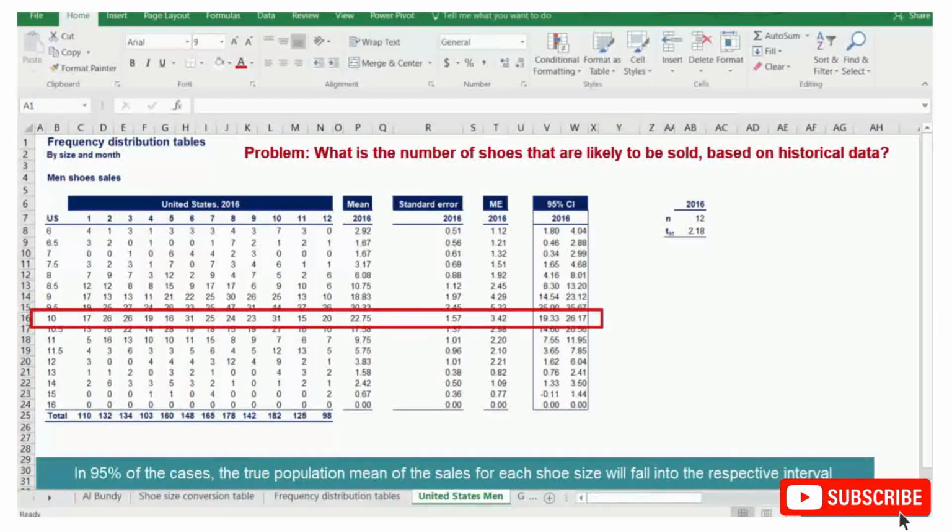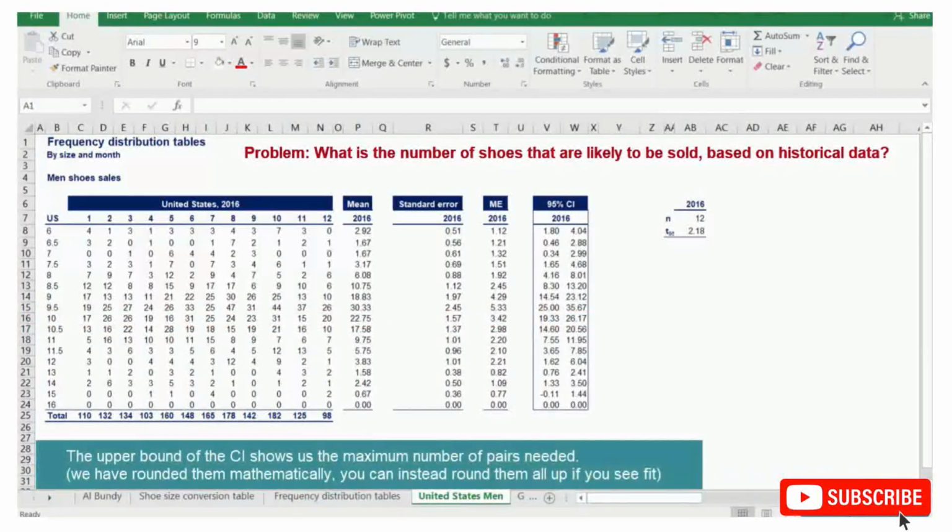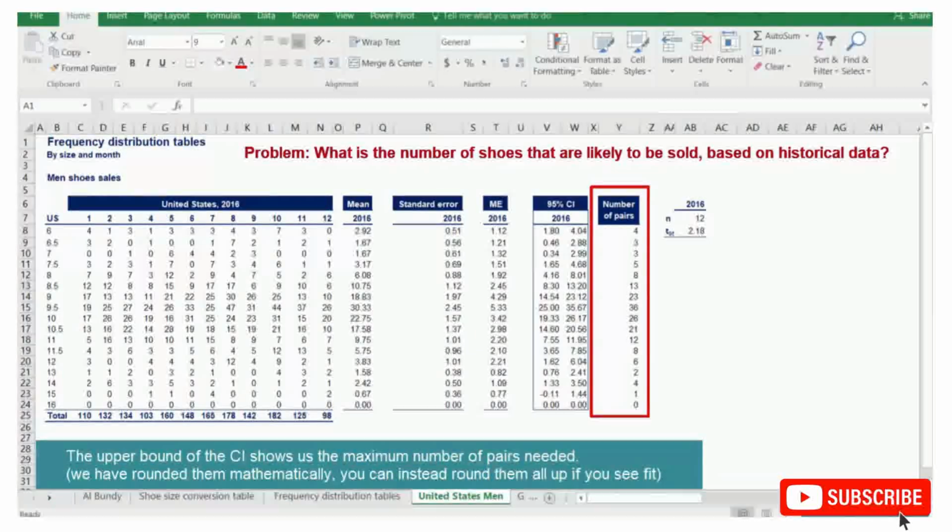respective interval. As we don't want to be low on stock, a possible solution to the problem is to get as many pairs of shoes as the closest number to the upper limit of the confidence interval. In this way, you will be almost certain you won't run out of stock and shoes won't be waiting forever in your storage unit. Therefore, we should get 4 pairs of men's shoes size 6, 3 pairs of men's shoes size 6.5, and so on.